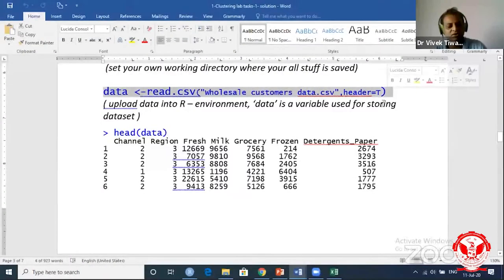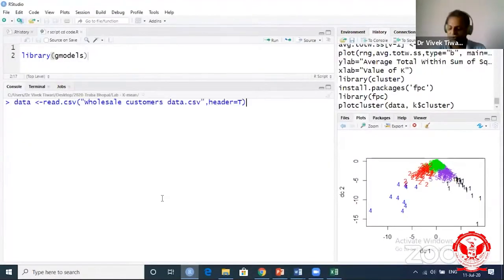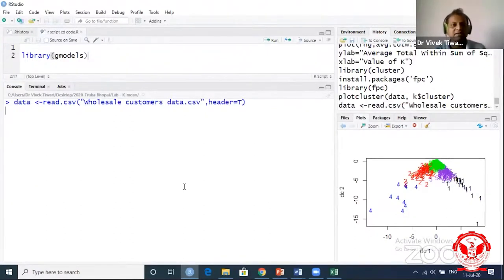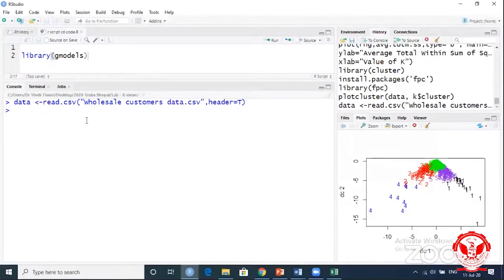Suppose I copy that command into my R editor. I think it is visible to you. If my editor is not visible to anybody, please let me know. I have just run that command. It is taking too much time. Okay, so that is the read.csv function I have used. Okay, I'm audible, and the screen is also visible. Thank you.